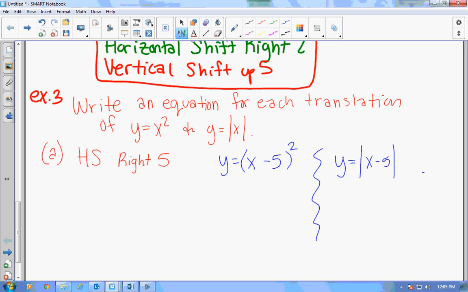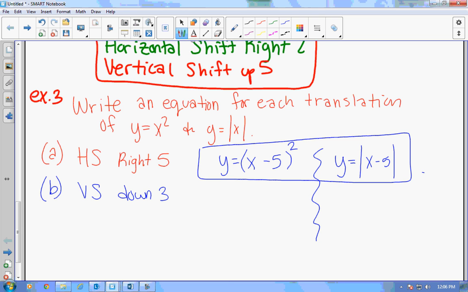So I'm going to give you one to do. After you've done it, check with your neighbor, see if you did the same. What you're doing is writing both equations with their translation. Vertical shift down 3. Write the equation containing the translation for both the quadratic and the absolute value. That shows vertical shift down 3. And then once you've done it, check with your neighbor.